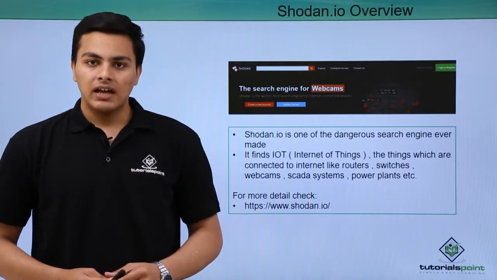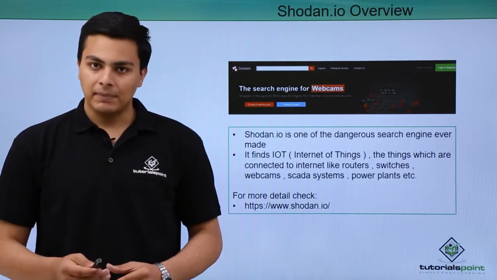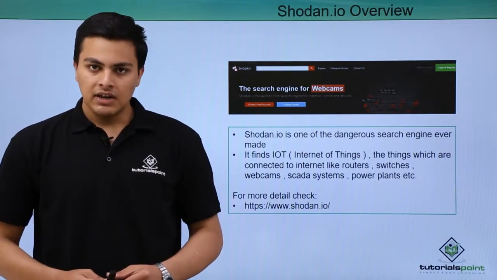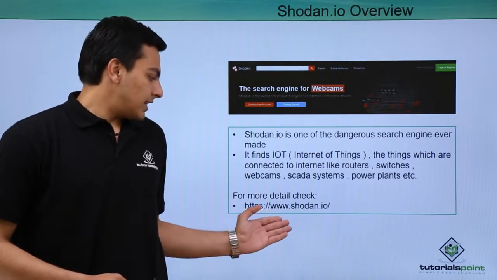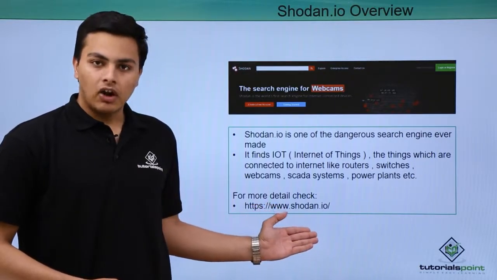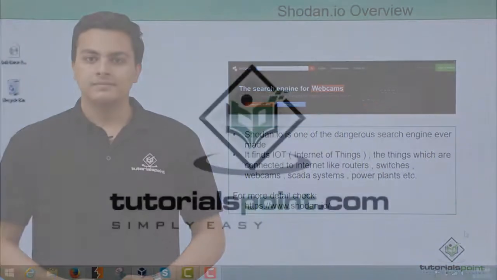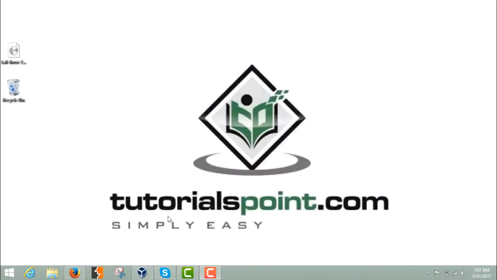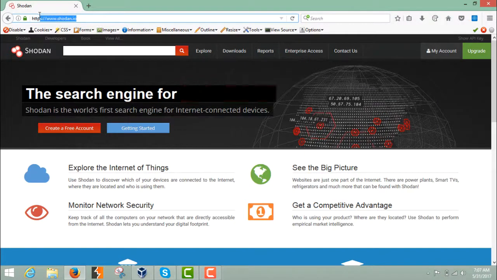With the help of Shodan, we'll see how we can find public IP devices like webcams and SCADA systems. For more information, you can visit their official website, that is www.shodan.io. Now let's see how we can find devices. Now let's go to shodan.io. So right now I am on shodan.io and here you can see the search bar.